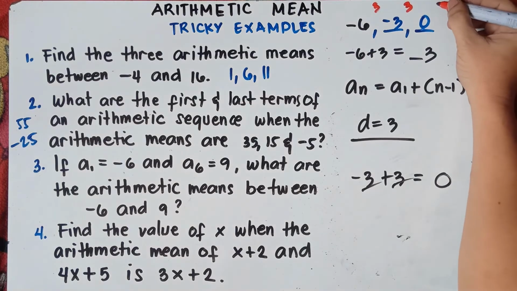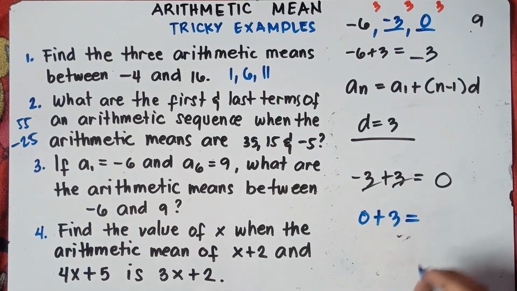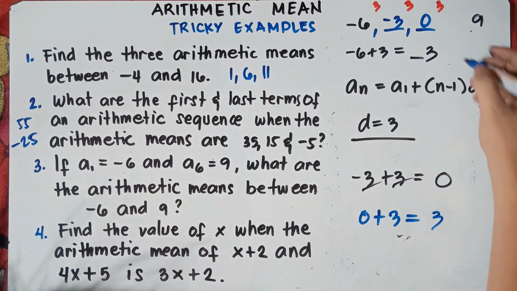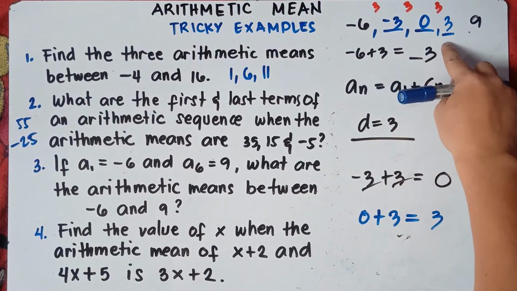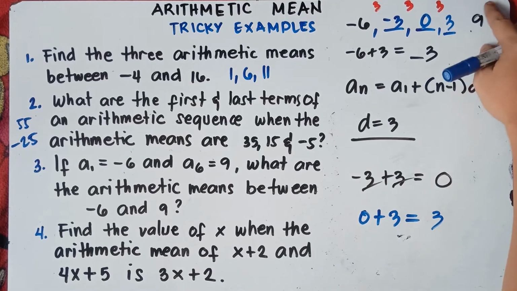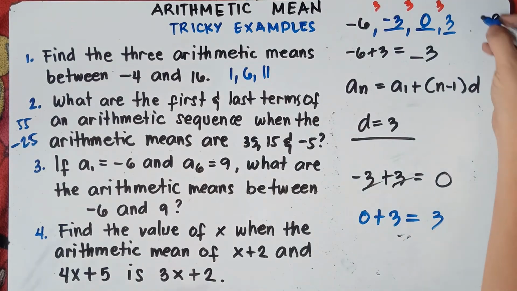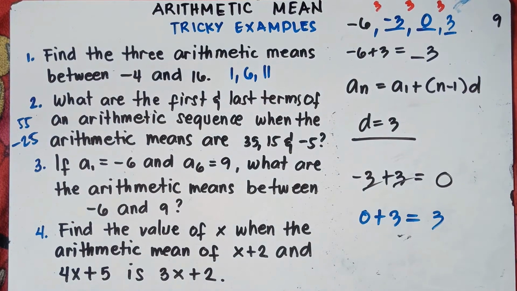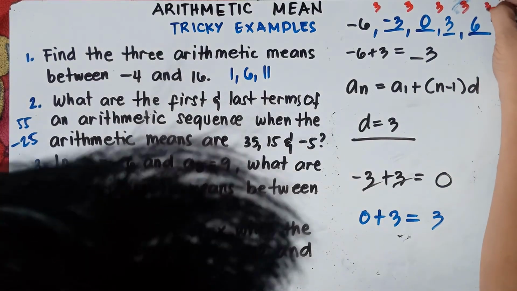Alright, and then go again. Plus 3. So 0 plus 3, because the common difference is 3. 0 plus 3, that is 3. So the next number is 3. So we already have 1, 2, 3, but we're not getting 9. So we put 9 on the last part. So we still add by 3. So 3 plus 3, the common difference is 3. The next number will be 6. And then lastly, 6 plus 3, that would be 9.